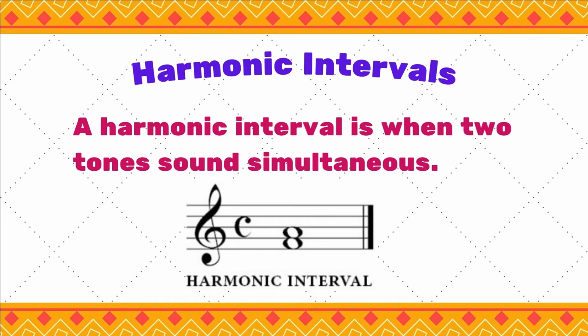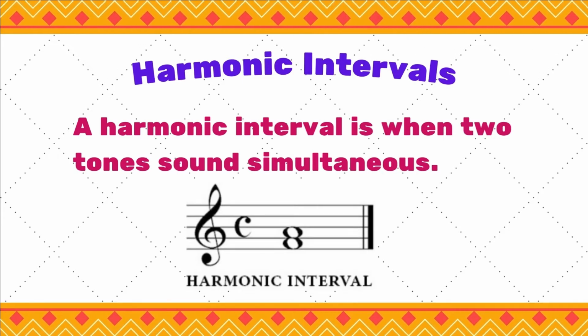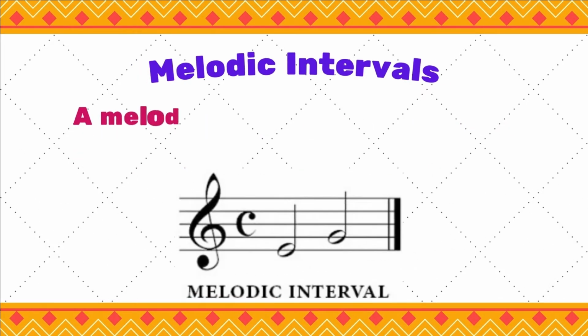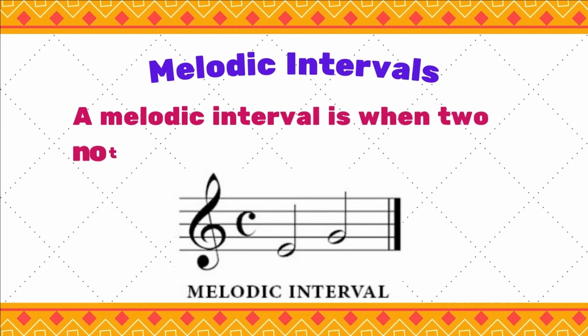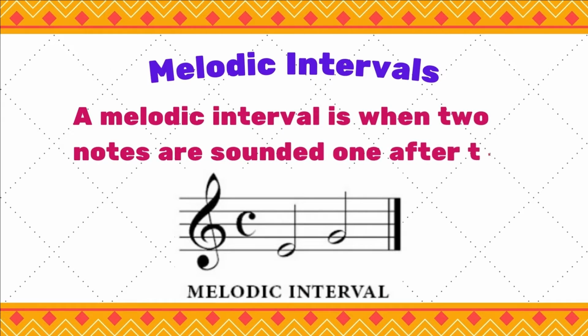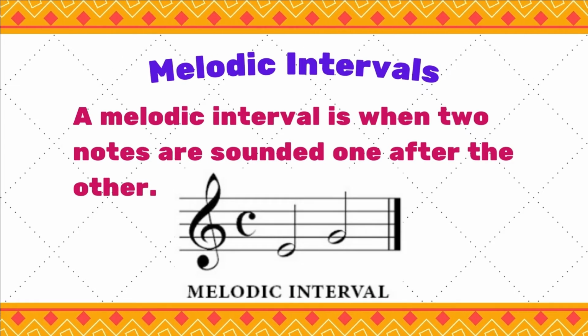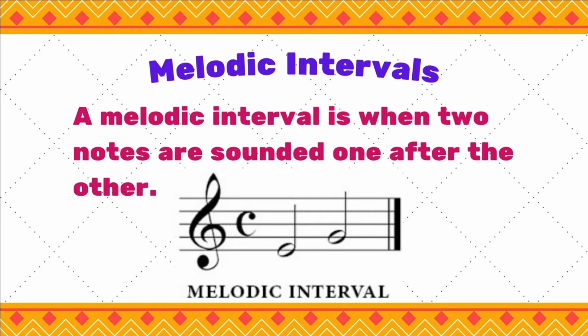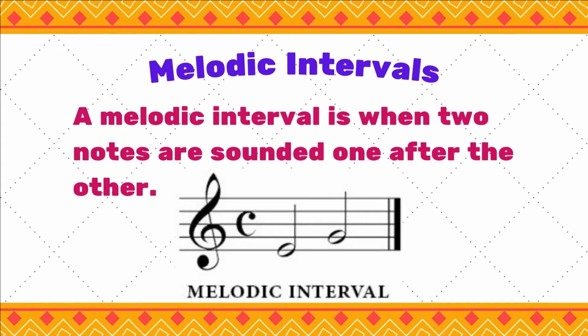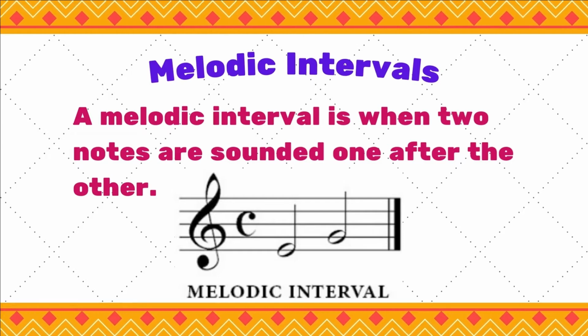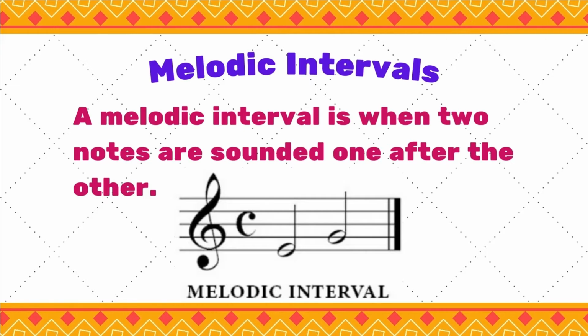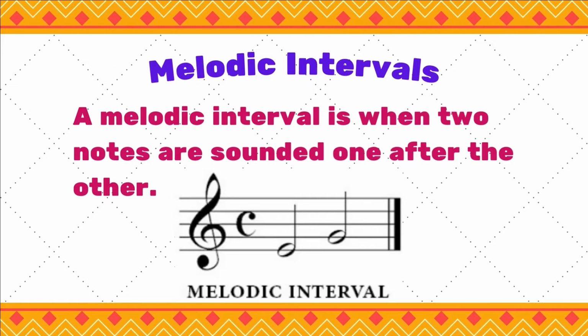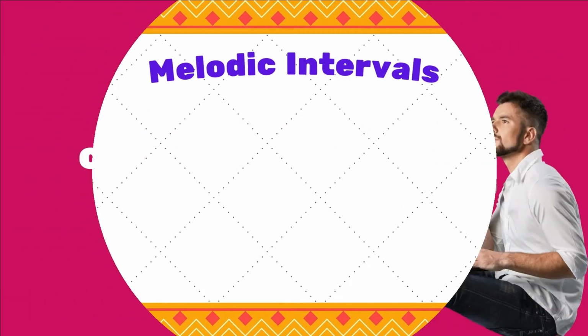Now, the very next form of interval is that of the melodic. Like I said, the melodic interval is a kind of interval where the two notes are sounded one after the other. While in the harmonic, they were placed on top as if in the vertical form, in the melodic, it looks as if it's in the horizontal form. So one note is sounded, and thereafter the next note is sounded. Now, don't forget once again that in intervals, we are actually looking at the distance between the notes. It doesn't matter which one comes first.